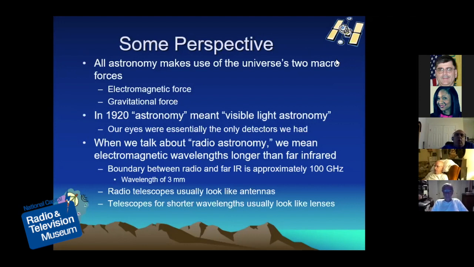The wavelength of 100 gigahertz is about 3 millimeters. We talk about millimeter waves as being the shortest wavelengths of radio waves, and anything shorter than that looks like infrared. So radio telescopes don't look like telescopes. They look like antennas that as radio people we're all very familiar with. Telescopes for shorter wavelengths usually look like lenses. That's the distinction there.